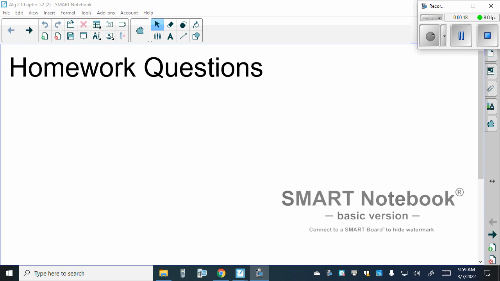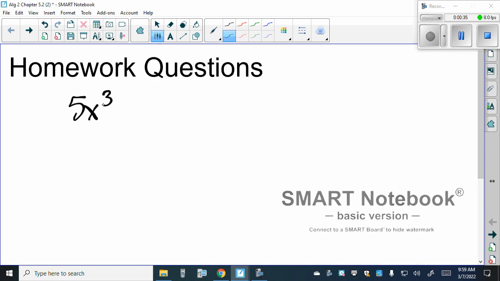5.1, part 2. Question number 36. 5x cubed is equal to 1080. So we're solving this one here, and rounding your answer to 2 decimal places when appropriate. So we're just looking for the real solutions.